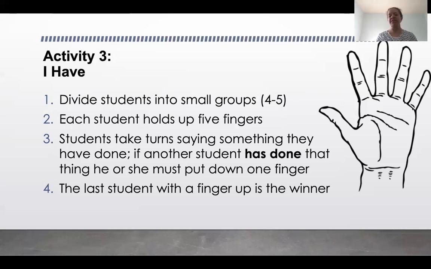Next, once students have their list, I divide students into small groups. Again, usually 4 to 5 students. Each student holds up 5 fingers, and they take turns saying something they have done from their list. For example, I have been to Ulaanbaatar. If another student in the group has also done that thing, he or she must put down 1 finger. And the last person with a finger up is the winner.